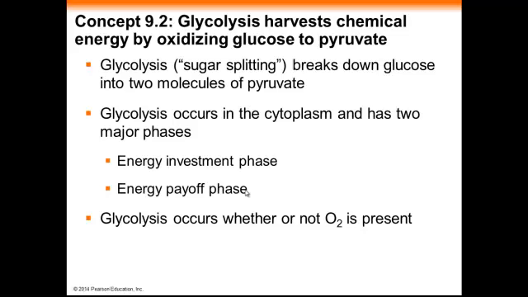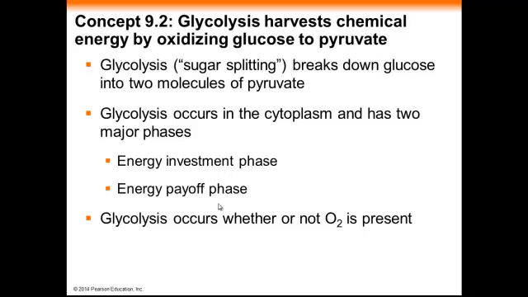Let's start with glycolysis. And as we mentioned earlier, what glycolysis does is it harvests chemical energy by oxidizing glucose into pyruvate. The term glycolysis literally means sugar splitting. Glyco means sugar, and lysis means splitting. And what this process does is it breaks down glucose into 2 molecules of pyruvate. Now, the book goes into a lot of detail on each of the steps in the pathway, and we're not going to do that. We're just going to break glucose down into 2 major phases: the energy investment phase and the energy payoff phase. Okay?